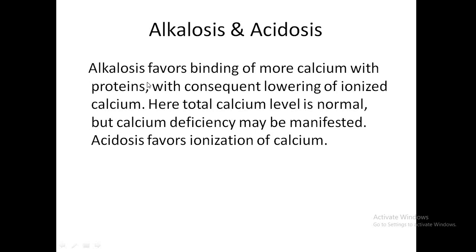Alkalosis and acidosis. Alkalosis favors binding of more calcium with proteins, with consequent lowering of ionized calcium. So in respiratory alkalosis, when there is hyperventilation, you could see features of hypocalcemia even though the total calcium may be normal. So in alkalosis, even though the total calcium is normal, the ionized calcium will go down. Hence the calcium deficiency may be manifested. And acidosis favors ionization of calcium.